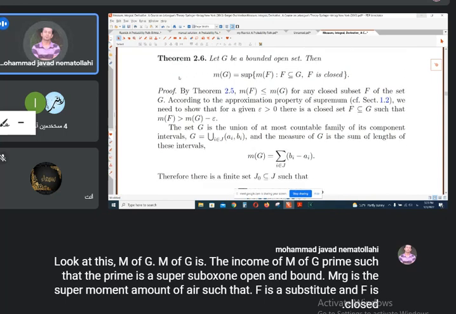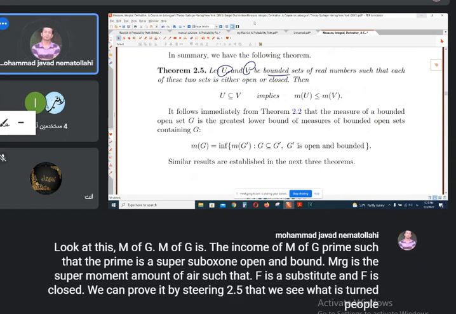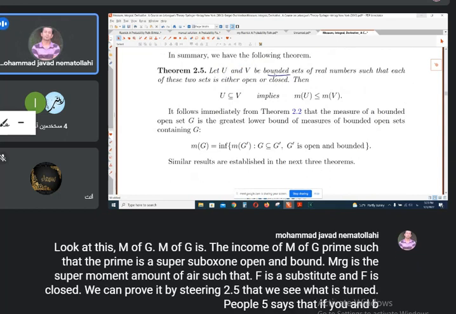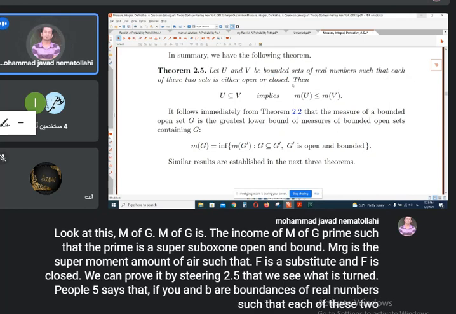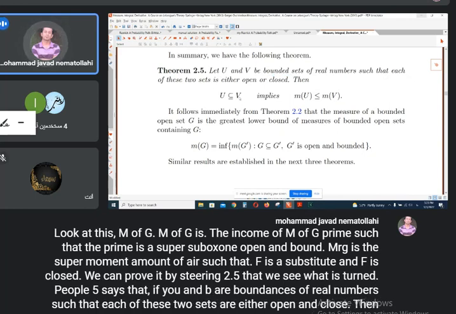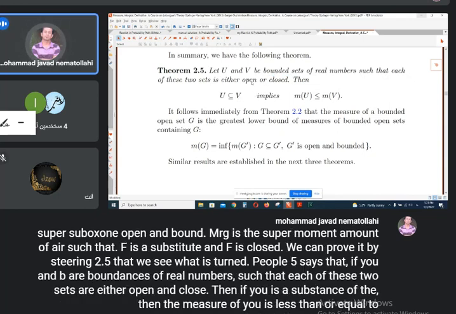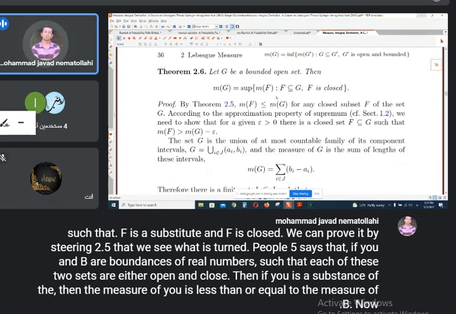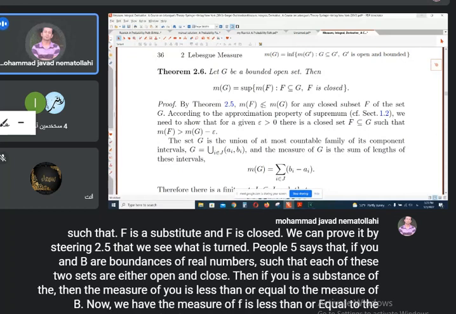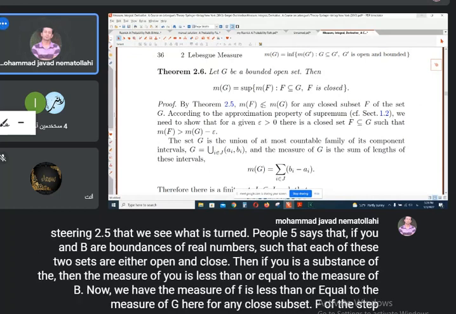We can prove it by theorem 2.5. Let me see what theorem 2.5 is. It says that if U and V are bounded sets of real numbers such that each of these two sets is either open or closed, then if U is a subset of V, the measure of U is less than or equal to the measure of V. Now, we have the measure of F is less than or equal to the measure of G for any closed subset F of the set G.